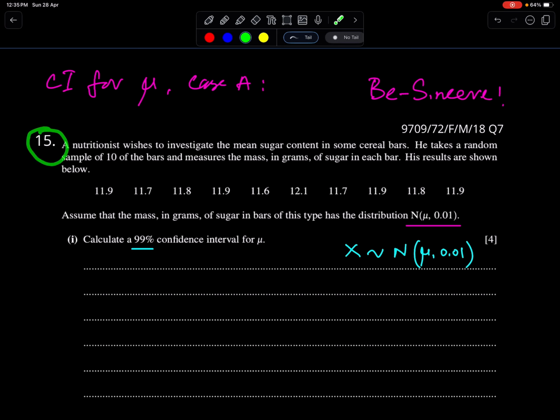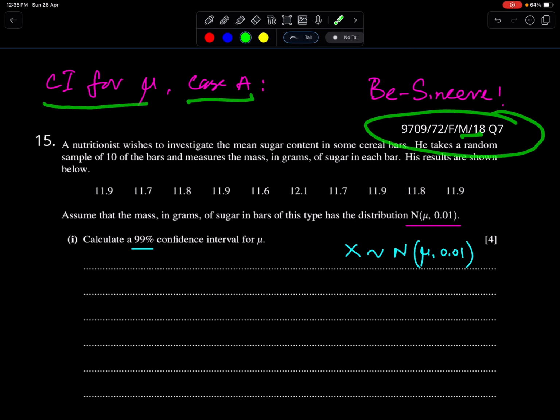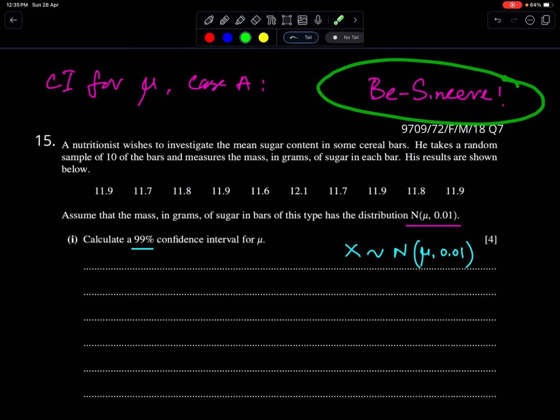This is the example question of confidence interval for mu, case A. This question is from March 18, paper 72, question 7. An important advice: we must be sincere to everyone.